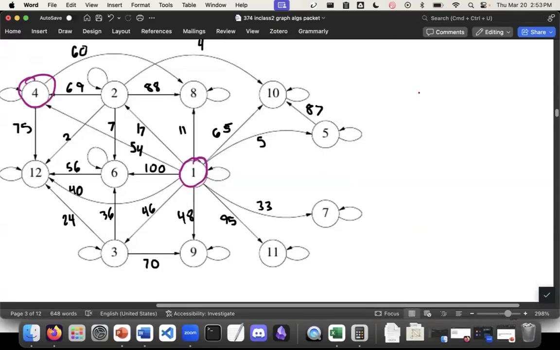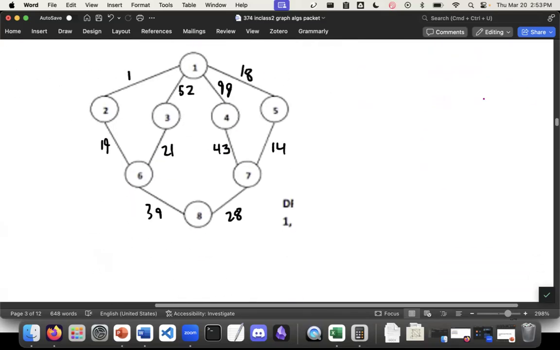Adding things up. Yeah, 298. Anybody get better? Is it the same one that you got for Prim's? Okay, so it doesn't always give us the same results. That's good to know. Let me know if you got something less than 298.